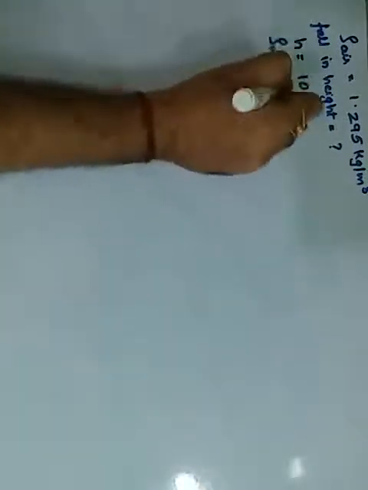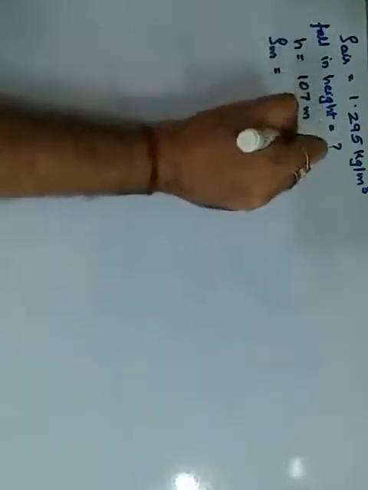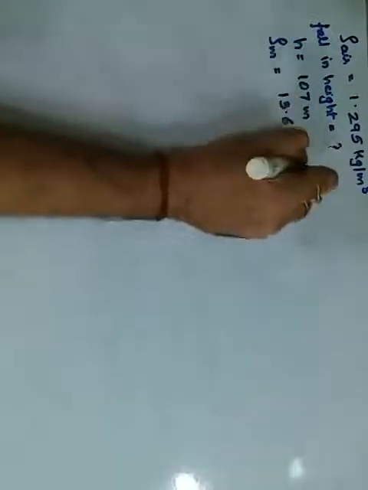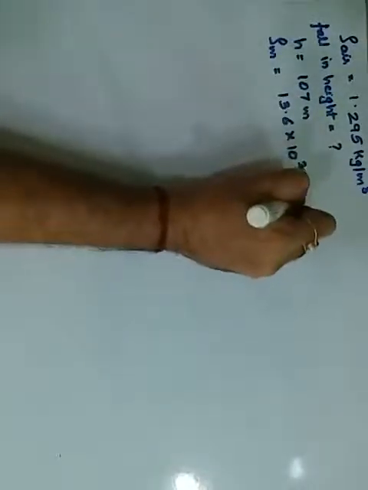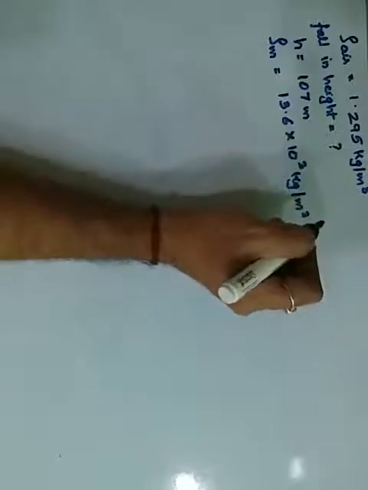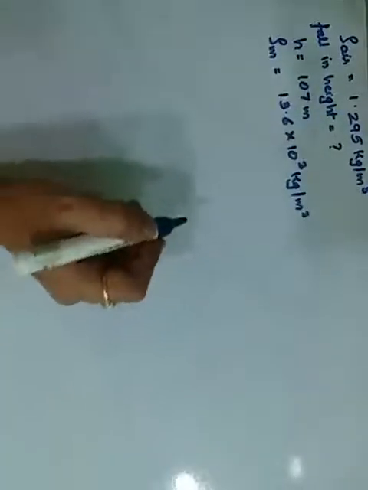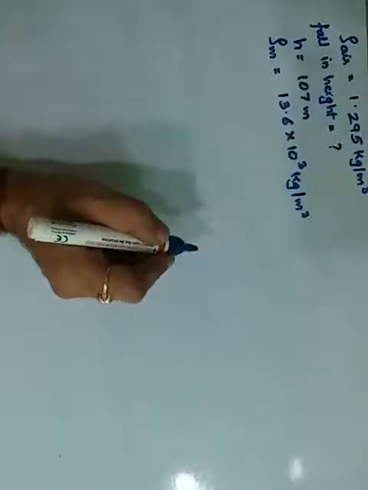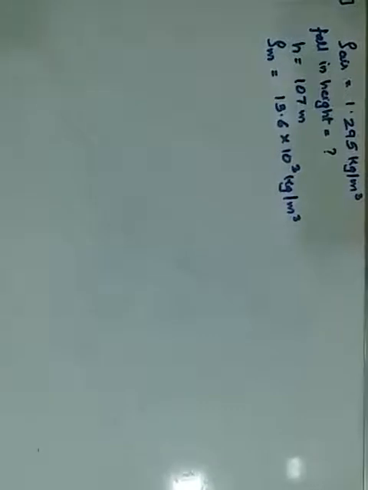Take the density of mercury. Density of mercury is given to be 13.6 into 10 raised to 3 kg per meter cube. Okay, so this is the same as your previous problem, the third problem we did. It is similar to the third problem, so just have a proper look and proper understanding of this problem.